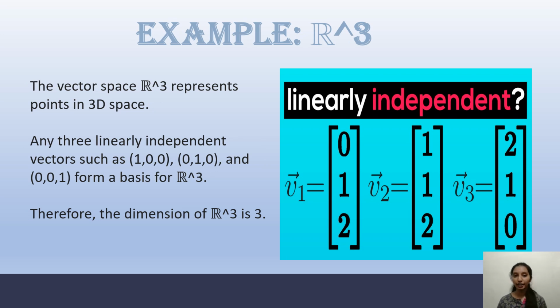Next example is R cube. The vector space R cube represents points in 3D space. Any three linearly independent vectors such as (1,0,0), (0,1,0) and (0,0,1) form a basis for R cube. Therefore, the dimension of R cube is 3.